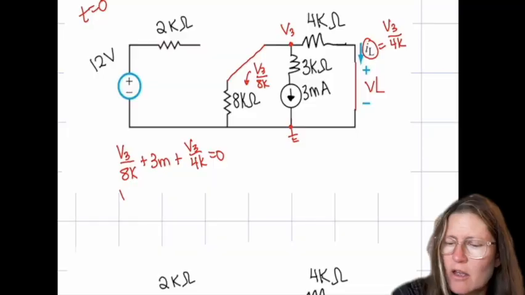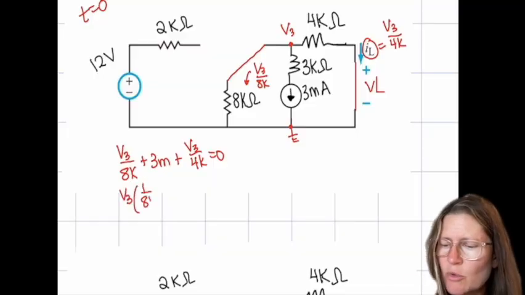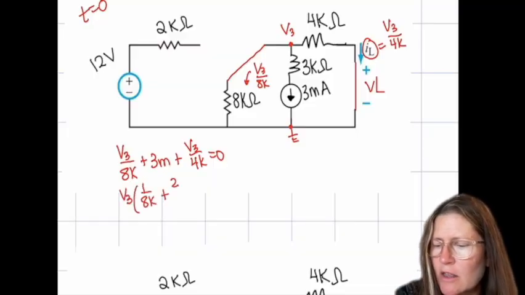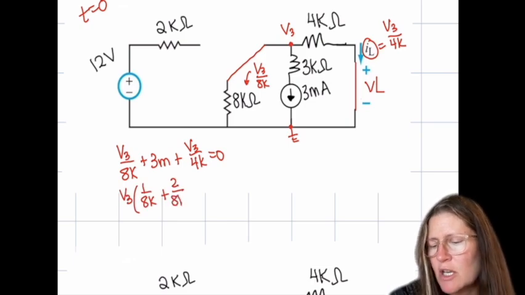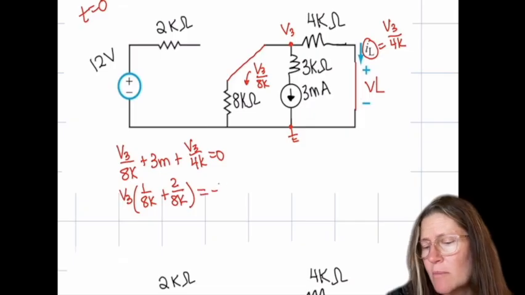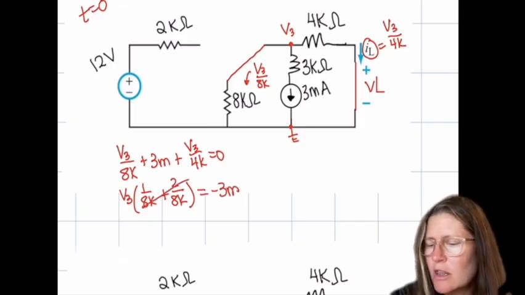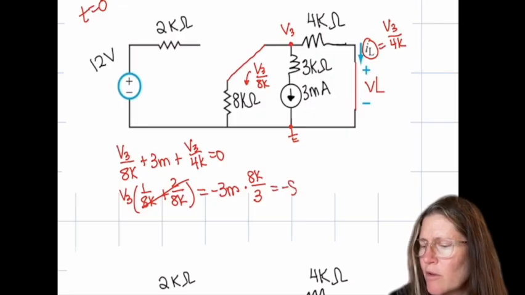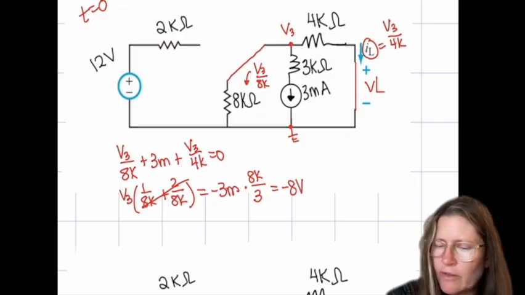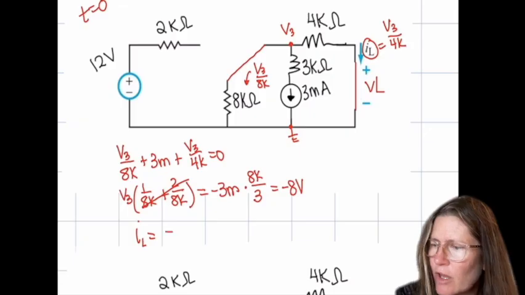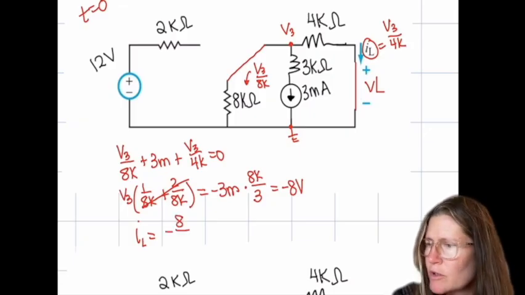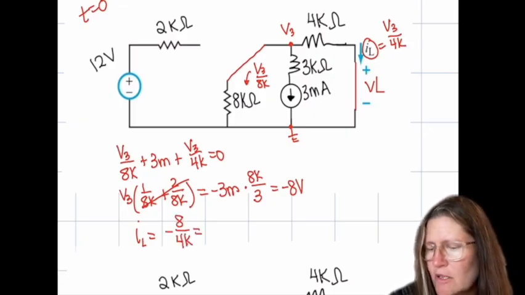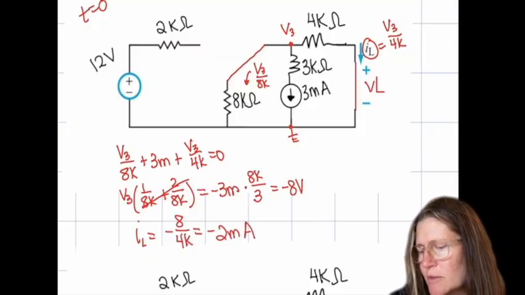Combining like terms, you have 1 over 8K, and then the 1 over 4K becomes 2 over 8K, minus 3 milli. And then dividing, this becomes 8K over 3. And so we end up with a value of minus 8 volts. So this gives us an IL of minus 8 over 4K, for a minus 2 milliamps.